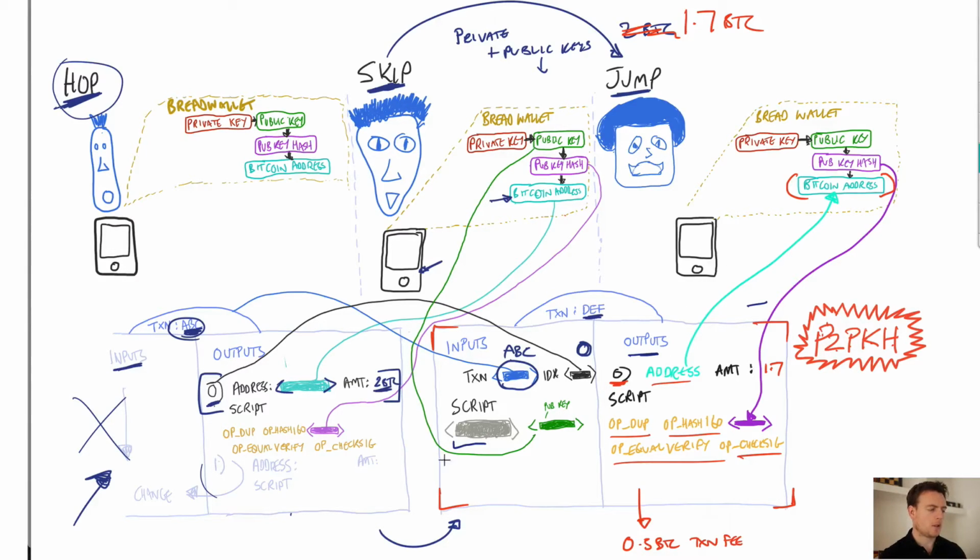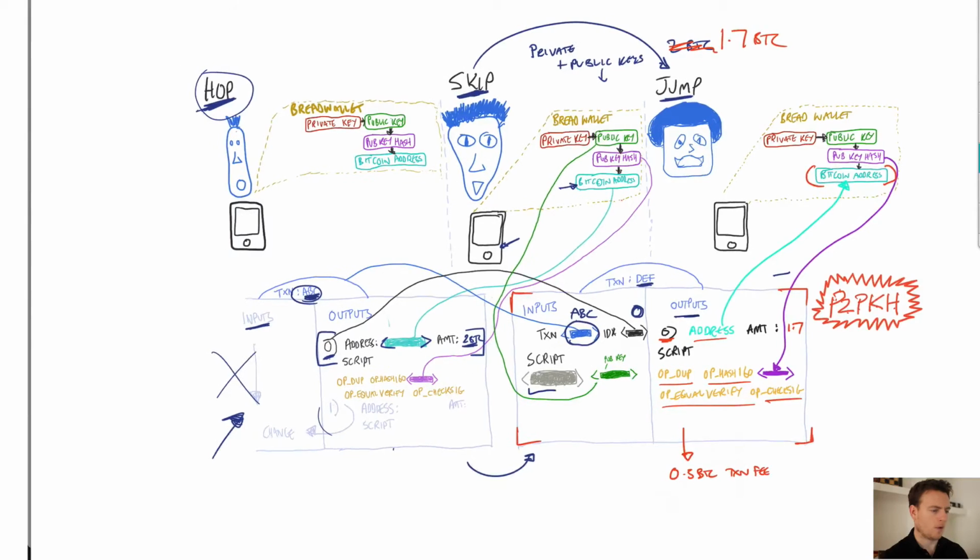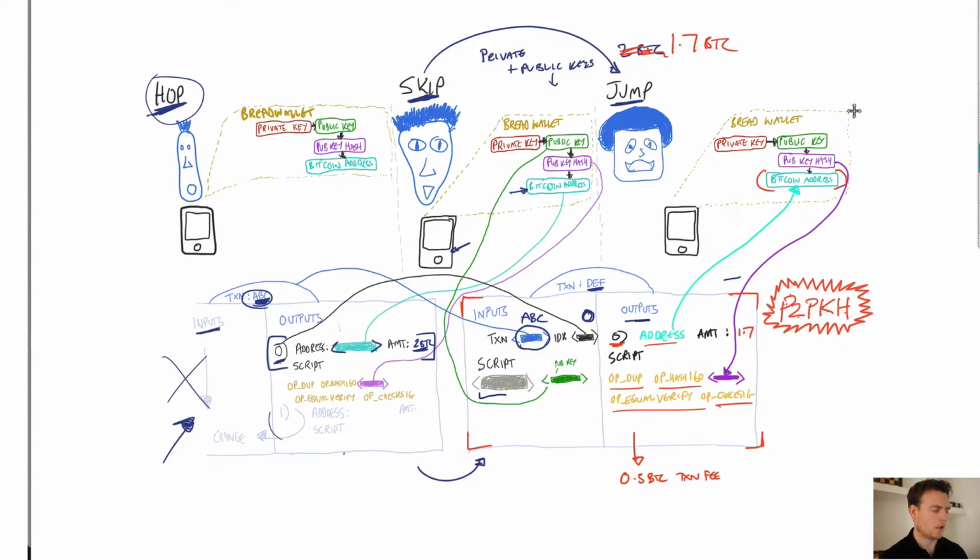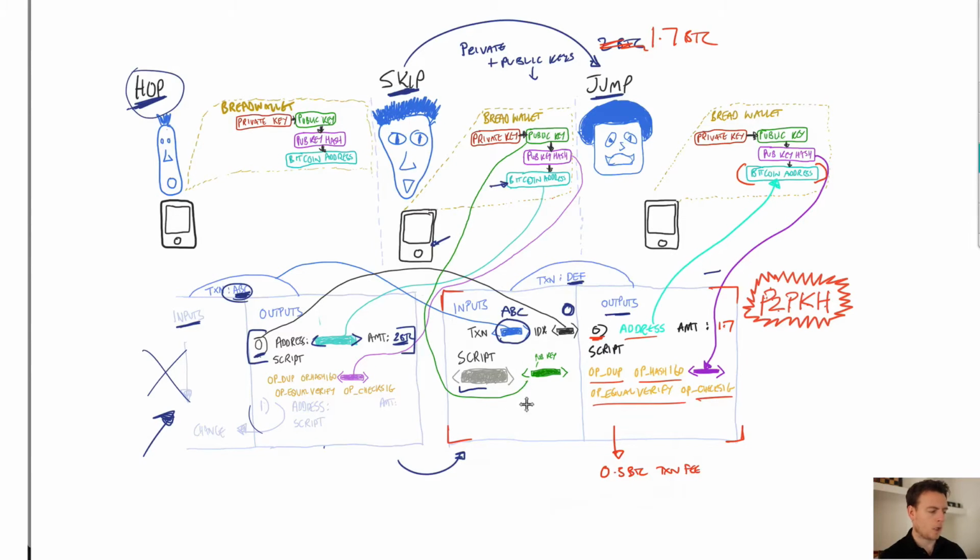Now we get to the key point of the video, which is how do these scripts work, and how do they validate when I publish this transaction? How does it validate that Skip is indeed entitled to spend this 2 bitcoins from this previous transaction? Because this is the new transaction where he's spending 1.7 bitcoins to Jump, presumably in exchange for something else, like a stereo or something like that, right? So how does that work?